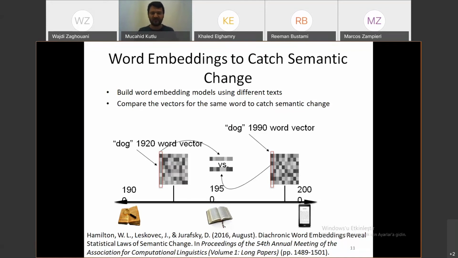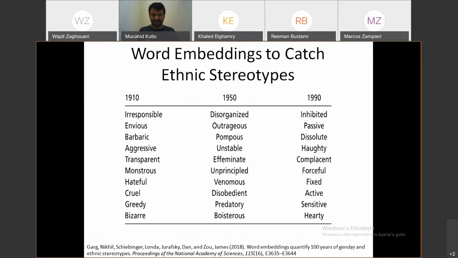And then once we have different word embedding models built on different documents, we compare the same word in each model. For example, how the meaning of the word dog changed from 1910 to 2000. So in another study, and this study was actually one of the main motivations and main inspirations for ours, they did this to analyze ethnic stereotypes and gender stereotypes. So basically, they again built separate word embedding models using different documents written in the 1910s, 1950s, 1990s.